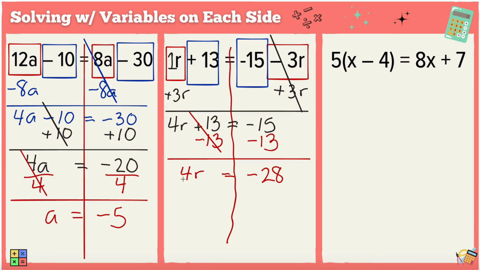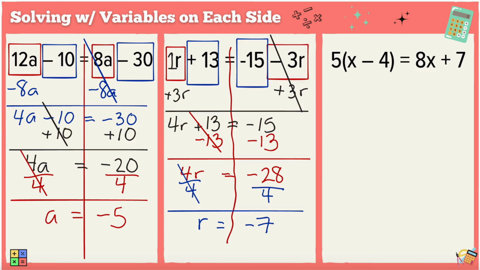Almost finished. A number next to a letter means multiplication. The opposite of multiplication is division. So multiplying by 4, we'll do the opposite. Now we will divide by 4. Divide by 4 here, divide by 4 there. The two 4s cancel themselves out. What we are left with at this point is r equals negative 7.